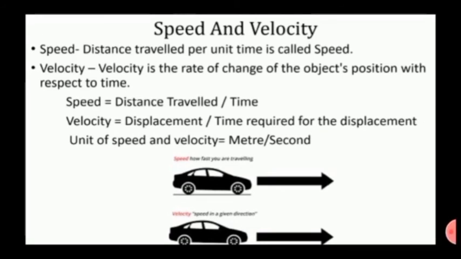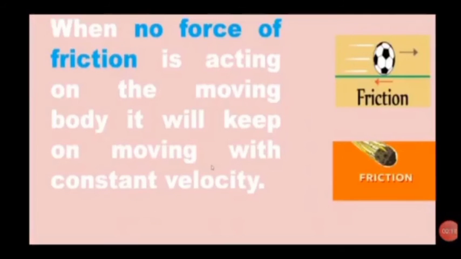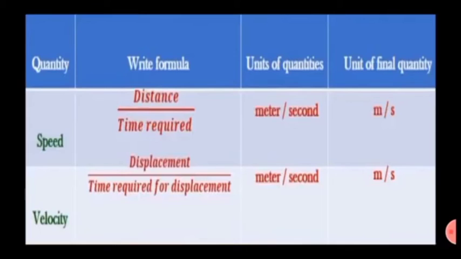On the other hand, velocity is a vector quantity. It is direction aware. Velocity is the rate at which the position changes. When no force of friction is acting on the moving body, it will keep on moving with a constant velocity. Quantity, formula, and unit of quantities. Speed: distance upon time required, the unit is meter per second. Velocity: displacement upon time required for displacement, the unit is meter per second.